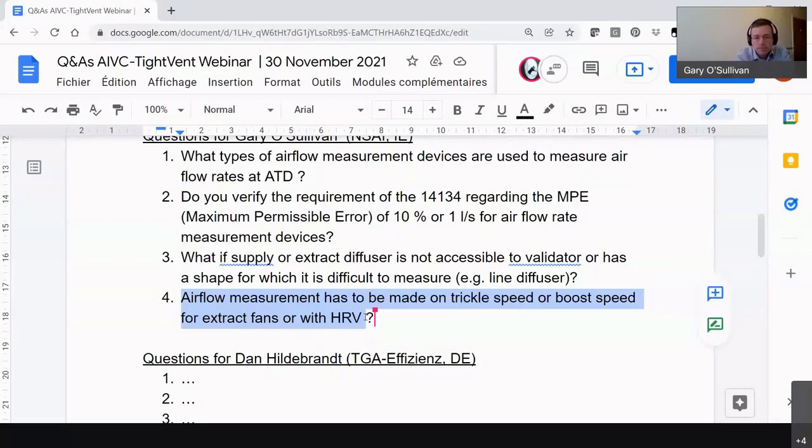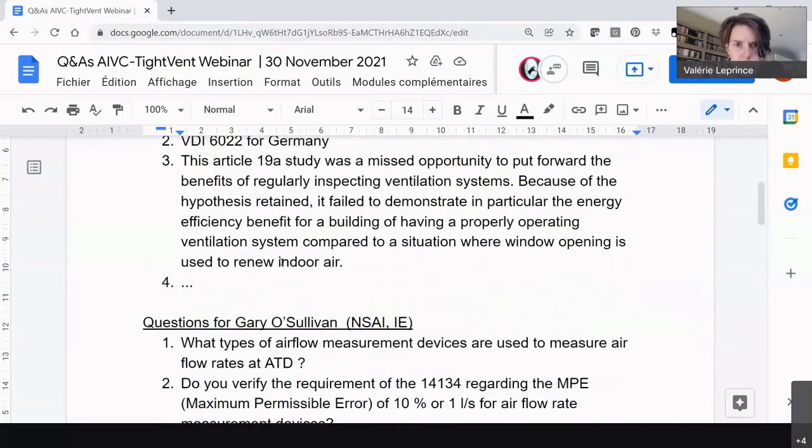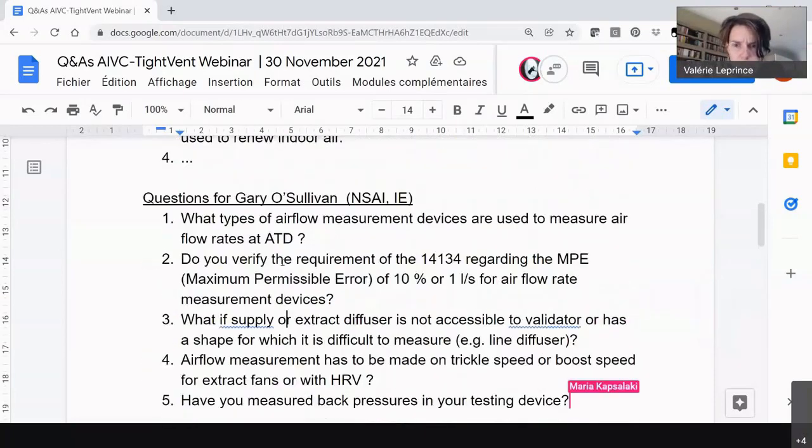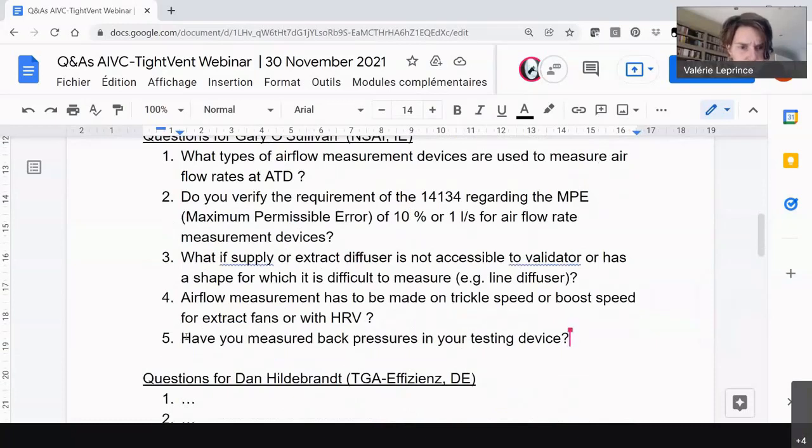Okay. And when you do measurements in a multifamily building, do you put every dwelling in boost speed, or do you put in boost only the dwelling that you are testing? It would just be the dwelling you're testing. Okay. All right. I think we do not have other questions. Also, yes, we have a new one coming.